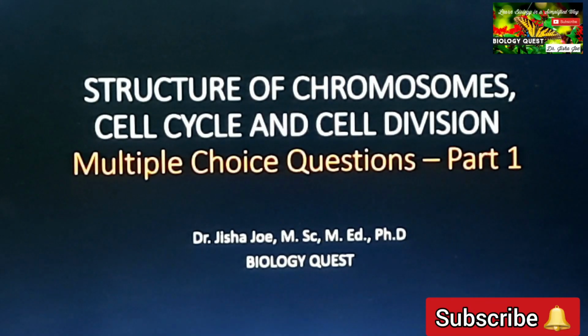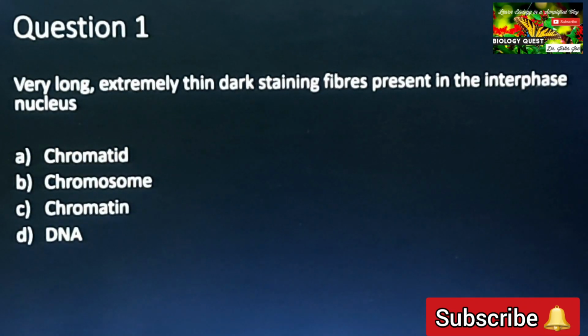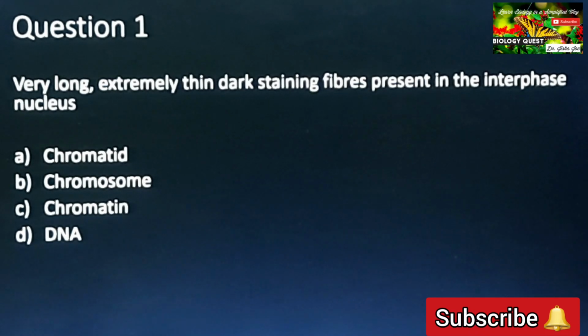So we shall start with the multiple choice questions from the chapter Structure of Chromosomes, Cell Cycle and Cell Division. Moving on to the first question. Very long, extremely thin dark staining fibers present in the interphase nucleus. What do you mean by interphase nucleus? We know interphase is the stage during which the cell grows and prepares itself for the cell division stage. So a nucleus at the interphase stage is referred to as the interphase nucleus.